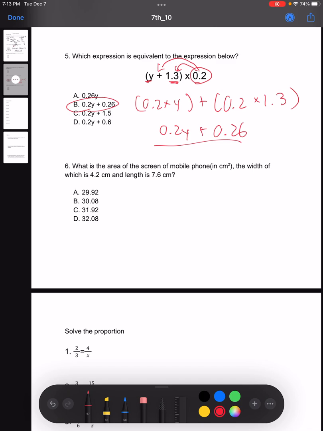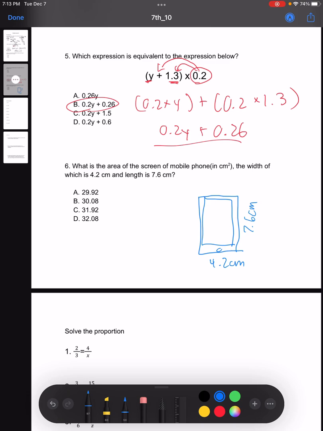Moving on to number 6. What is the area of a screen of a mobile phone in centimeters squared, the width of which is 4.2 centimeters and the length is 7.6 centimeters? Well, to help us better visualize, we can draw a picture. Pretend this is a cell phone. We know that the screen is 4.2 centimeters wide and 7.6 centimeters long. This would be a rectangle.